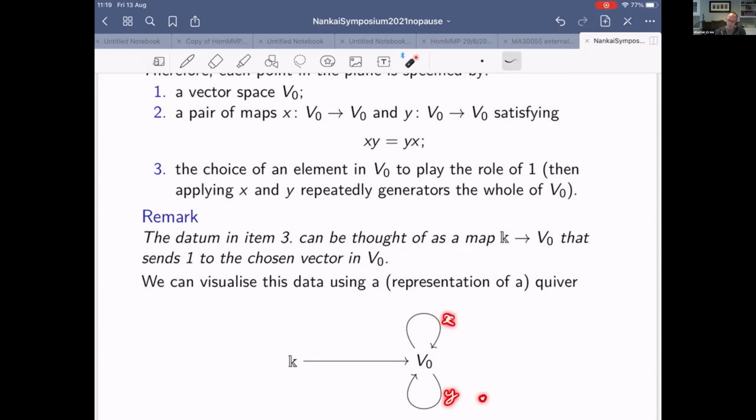And then this extra information, part 3, is a map, let's call it I, from the field to V0, which I want to be non-zero in such a way that the image of 1 generates the whole of V0 via these maps x and y. So the module structure then fills out the whole of V0. This is the point I meant: when I apply x and y repeatedly, I generate the whole of the vector space V0. So this picture really encapsulates what we mean by a point in the plane of length n.